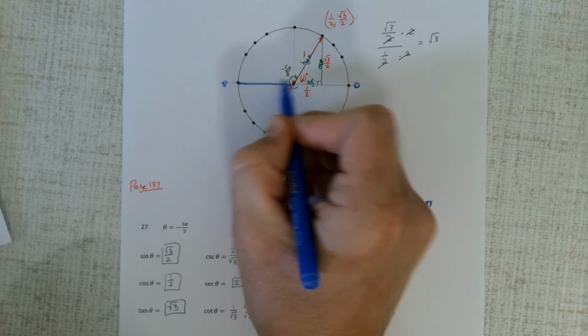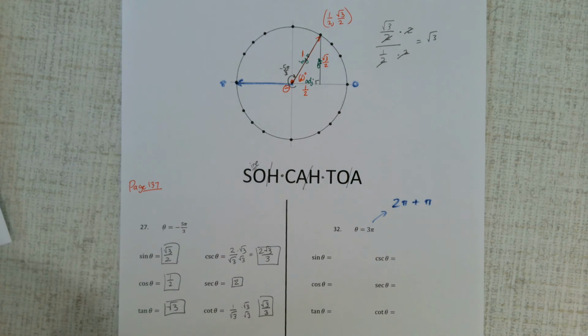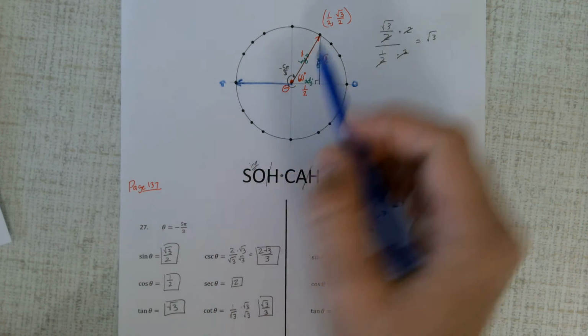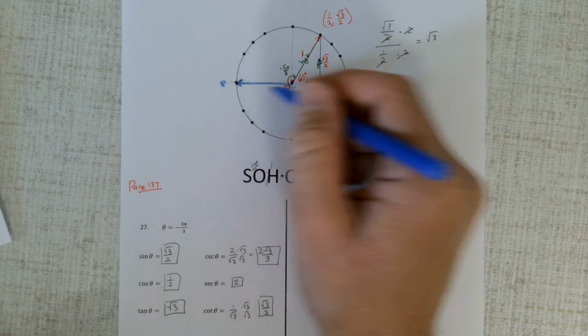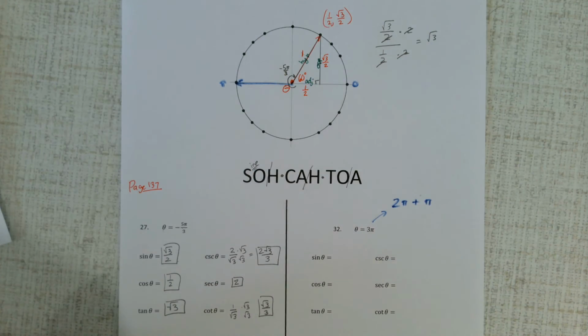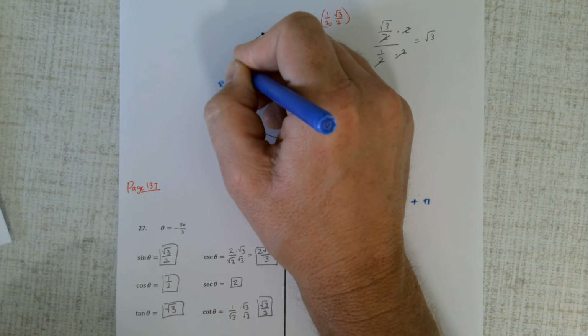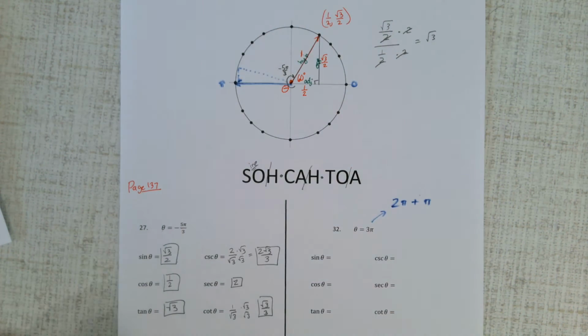So there's my angle. But I can't make a triangle out of that. There's no way to make a triangle back to this angle, because it has to be sitting on this axis right here. So we're just going to use our imagination and pretend we have a triangle that would be up like this, and then we can measure that one.